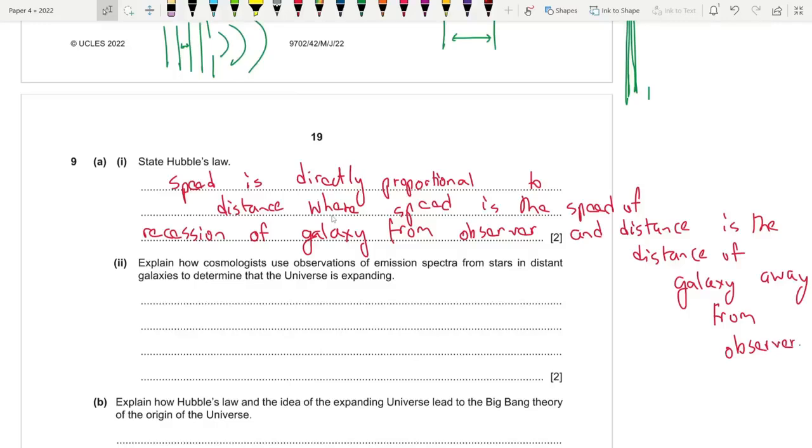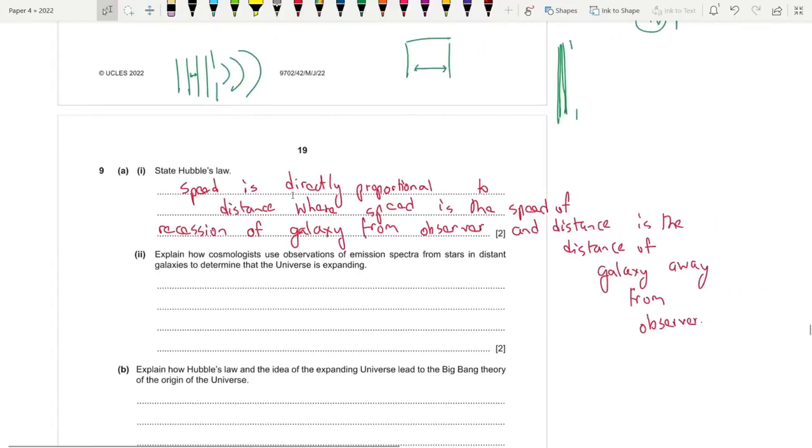So basically, the further away the galaxy, the greater the speed of recession. You could also word it like this: the speed of recession of a galaxy from the observer is proportional to the distance of the galaxy away from the observer. I think that's a better way to write it down. What do you guys reckon?